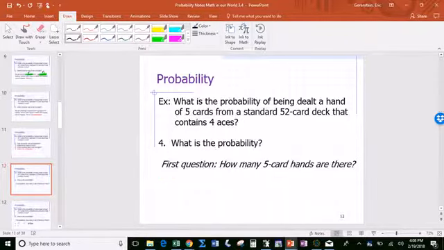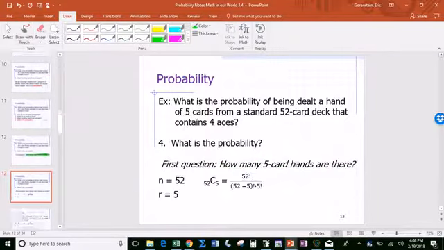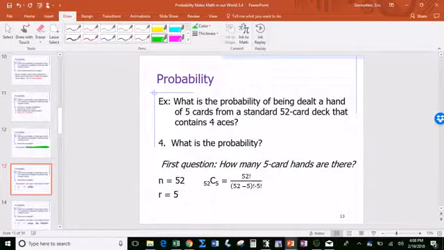So let's start with how many 5-card hands there are. Like I stated earlier, N is 52, R is 5. We're picking 5 out of 52, and how many combinations of 5 cards are possible? According to the formula, you plug in 52 for the N and 5 for the R: 52 factorial divided by 52 minus 5 factorial times 5 factorial.